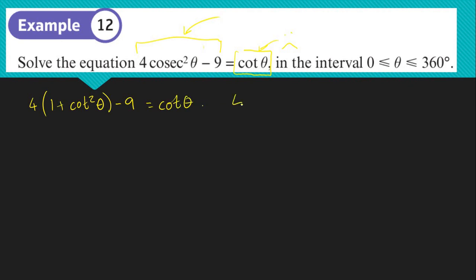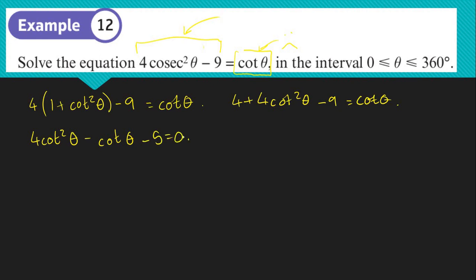And so I'm going to get 4 plus 4 cot squared theta minus 9 is equal to cot theta. And so I'm going to get 4 cot squared theta minus cot theta minus 5 is equal to 0. Okay, now factorising that's not overly complicated. I need 2 numbers that multiply to make negative 20 and add to make negative 1, and so that's going to be 4 cot squared theta minus 5 cot theta plus 4 cot theta minus 5 equals 0.